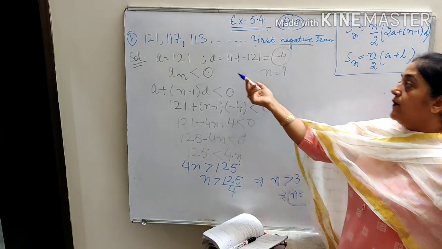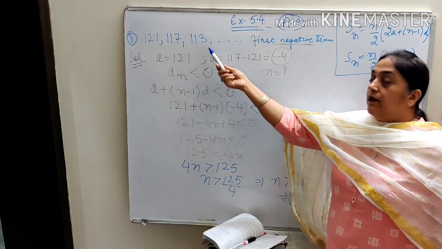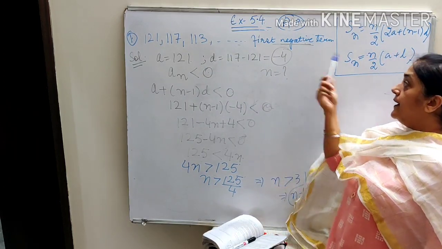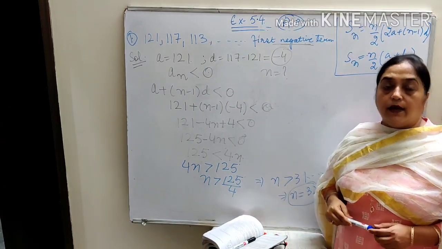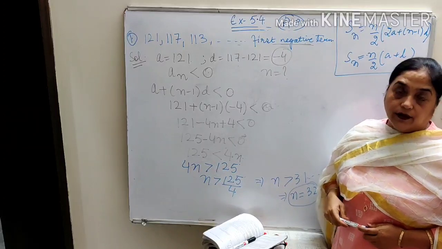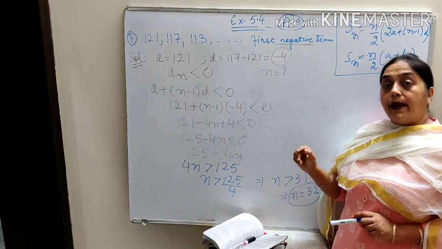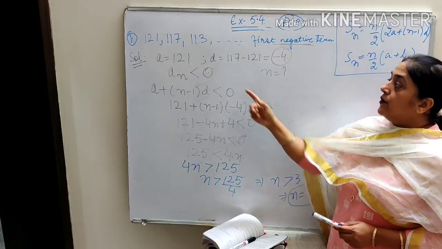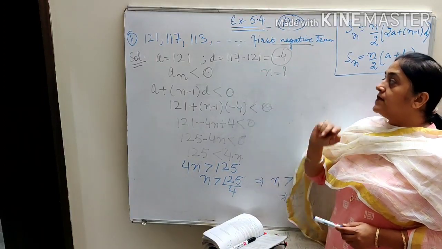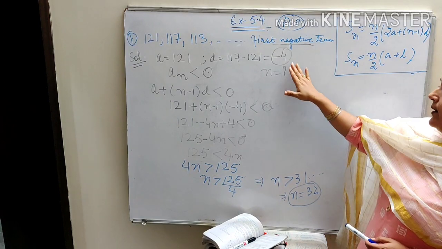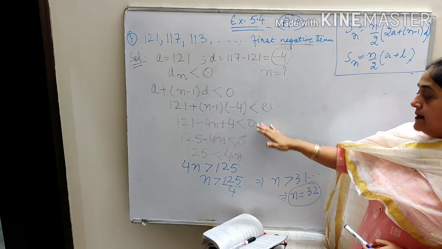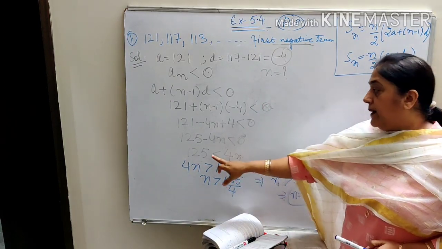This is a question of its own kind. 121, 117, 113. You have to find out when it will be having its first negative term. First negative term means I have to find out n when the term will be negative. So a is 121, d is 117 minus 121, that is minus 4, and this is the way you will be solving it. Please check it out.